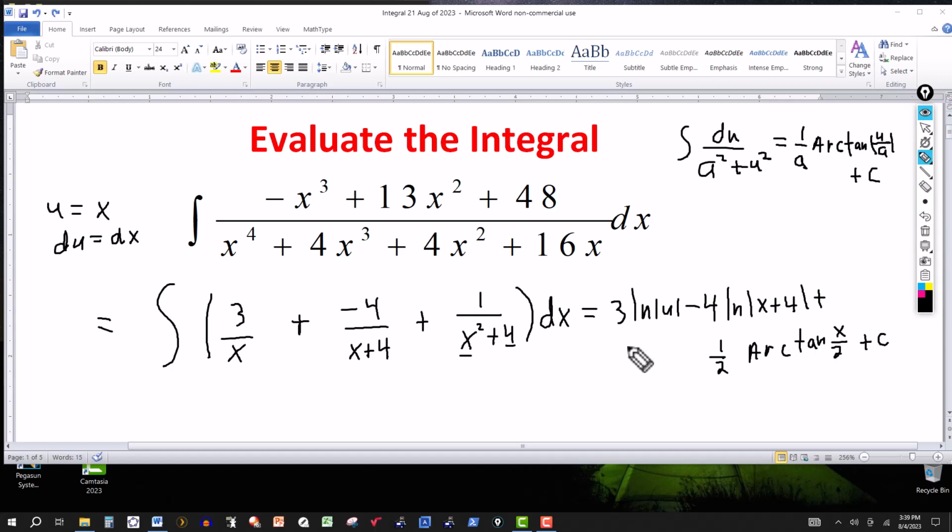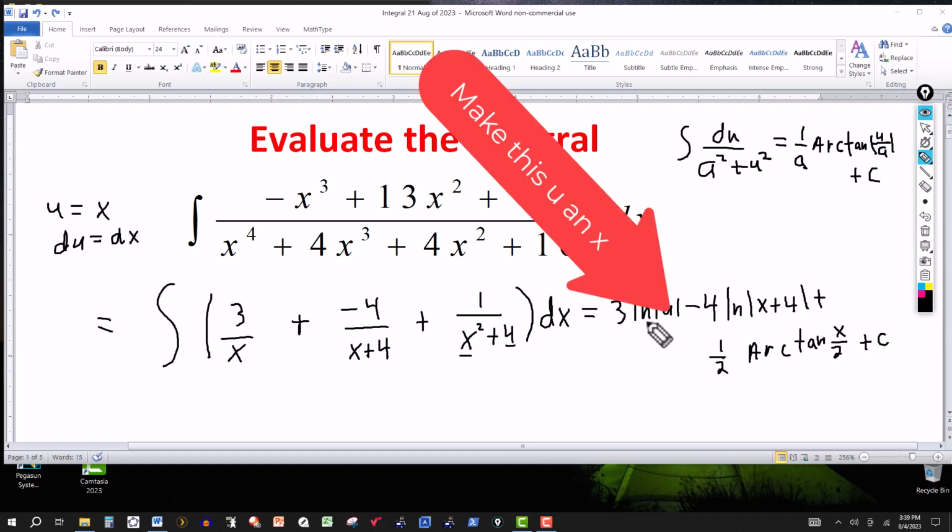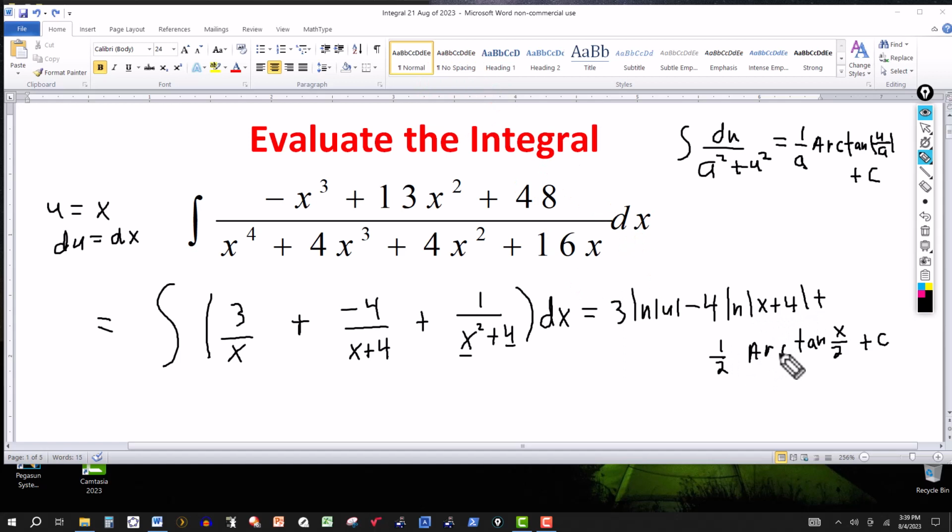So the final answer then is 3 natural log of absolute x minus 4 natural log of absolute x plus 4 plus 1/2 arctan of x over 2, put this in parentheses here, plus the constant of integration.